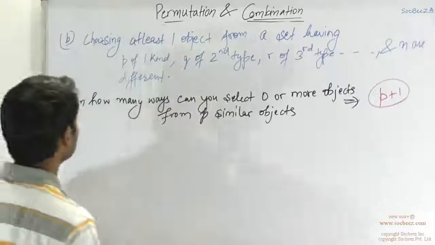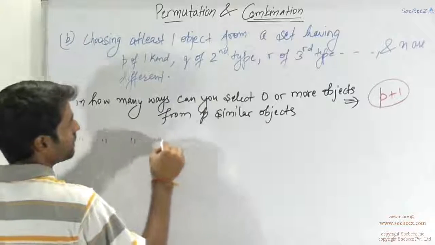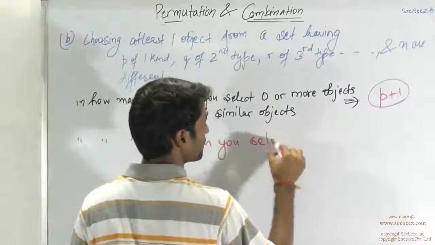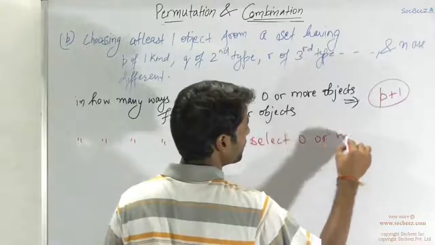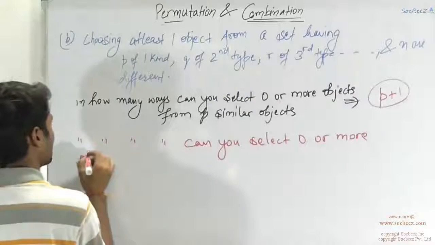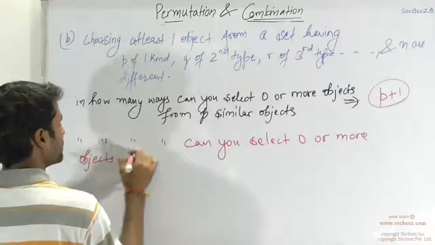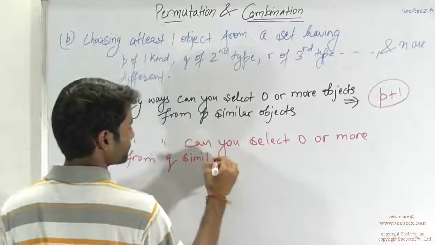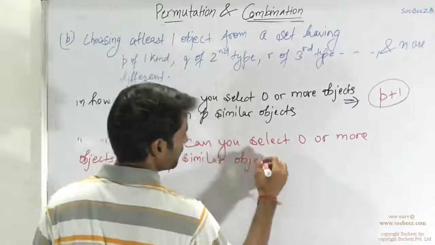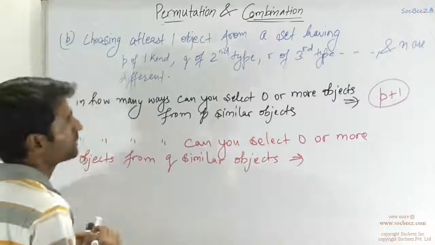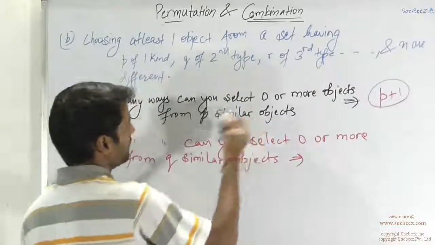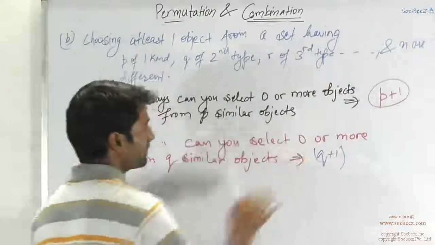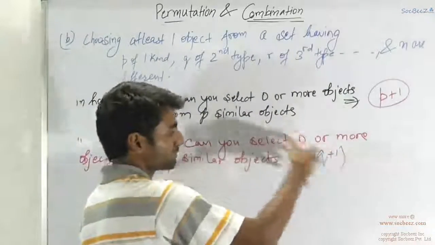Similarly, in how many ways can you select 0 or more objects from Q similar objects? This would be on the same grounds because there is no difference in having P similar objects and Q similar objects. So this would give us Q plus 1. Similarly, for all the different types, you would get P plus 1, Q plus 1, R plus 1.